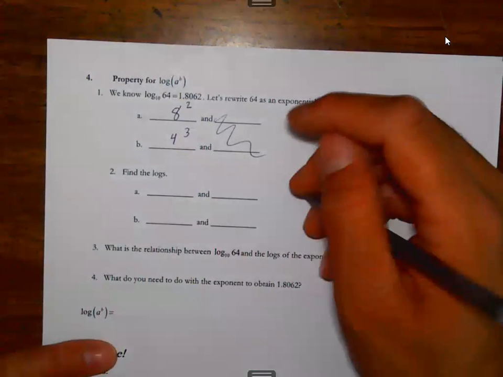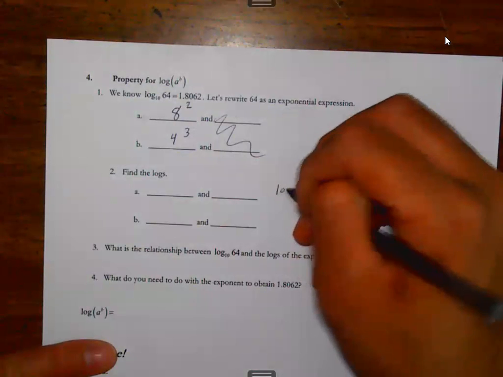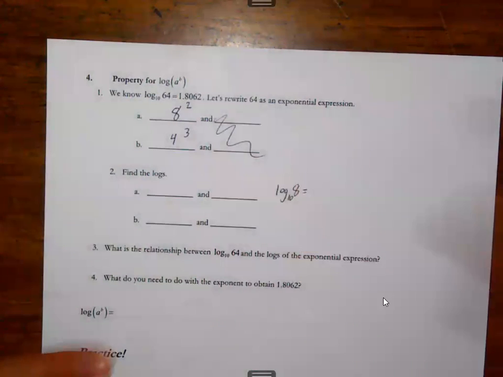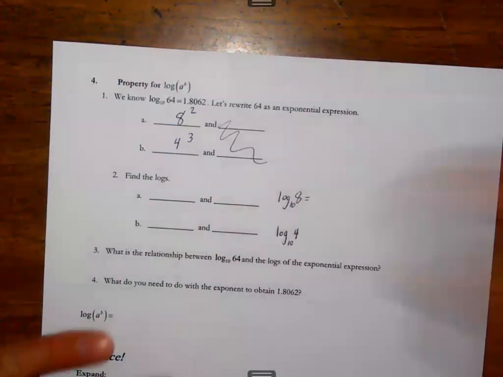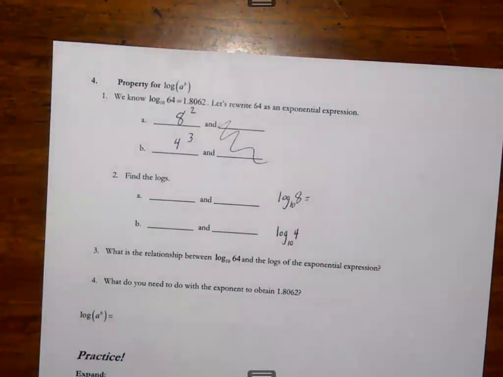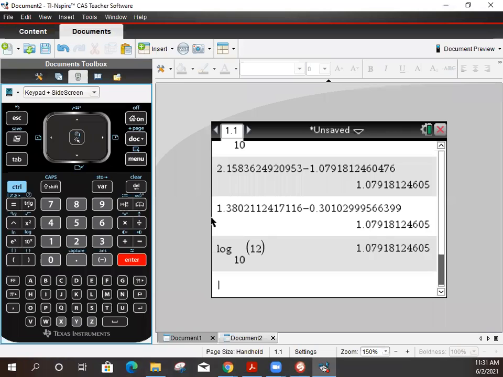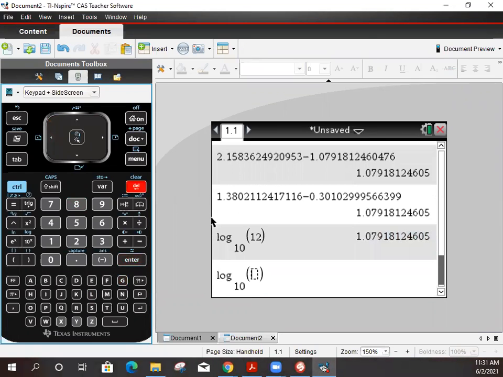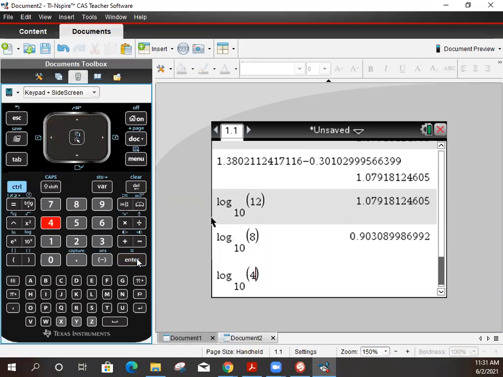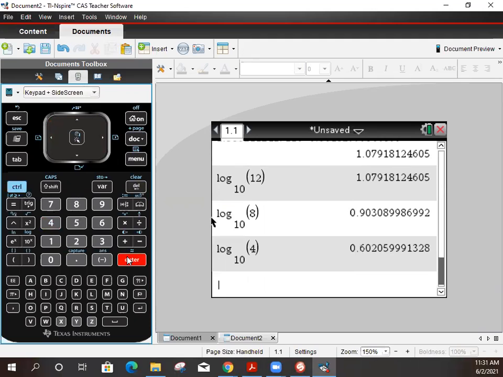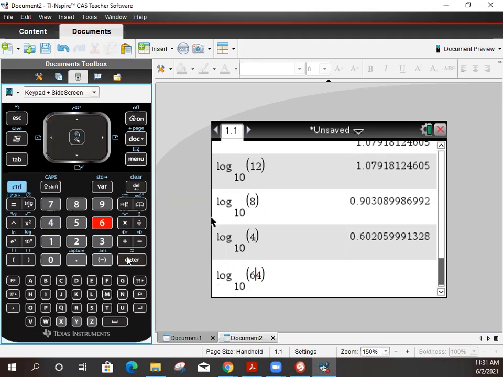So now we're gonna do the log of 8 base 10 is equal to something, and the log of 4 base 10 is equal to something. So we'll do that on our calculator. All right, so the log of 8 base 10, and then the log of 4 base 10. Now remember, we're trying to get the log of 64 base 10.